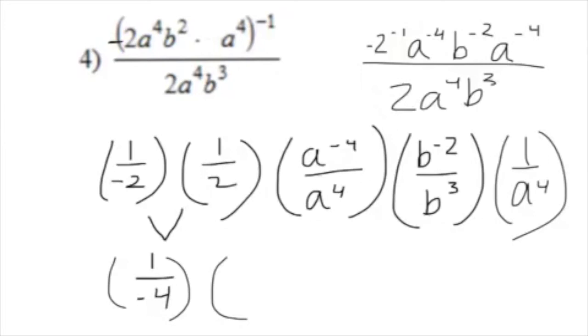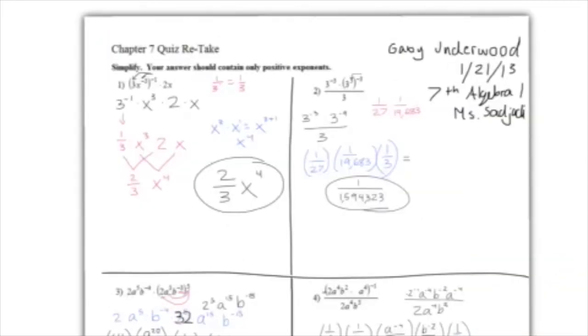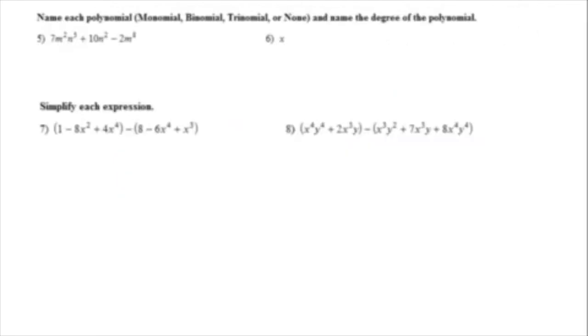Then your next one, well, the difference between negative 4 and 4 is negative 8. So you have a to the negative 8th, which is the same as a to the 8th. Then b to the negative 2nd over b to the 3rd. Negative 2 minus 3 makes negative 5. And so you have 1 over b to the 5th. Then you have that 1 over a to the 4th. Now you can multiply, and you will get negative 4 a to the 12th b to the 5th. And this is what the sheet looks like so far. Next, name each polynomial.